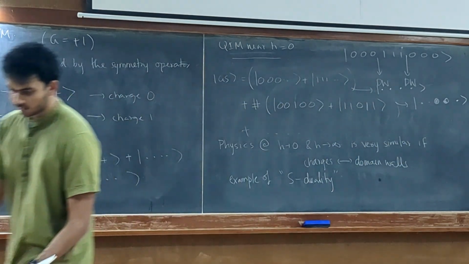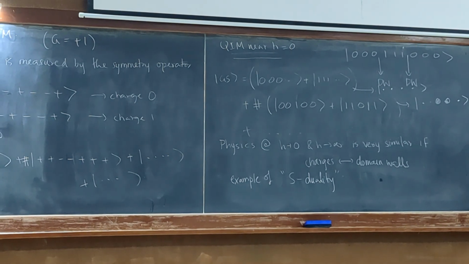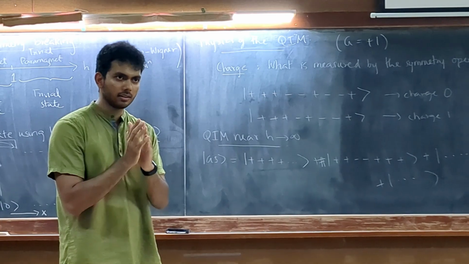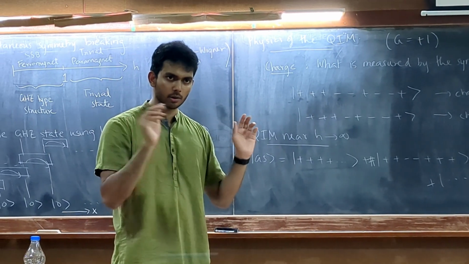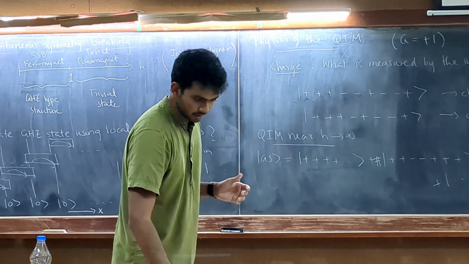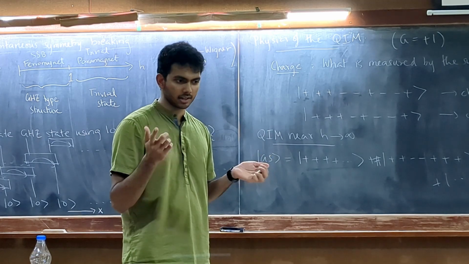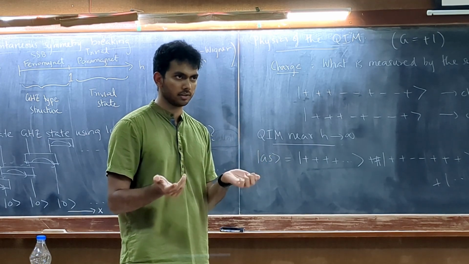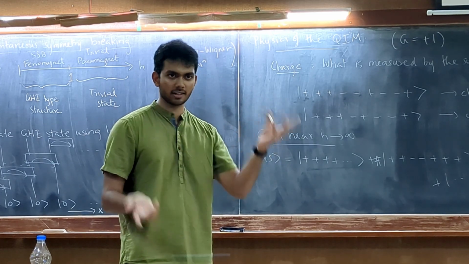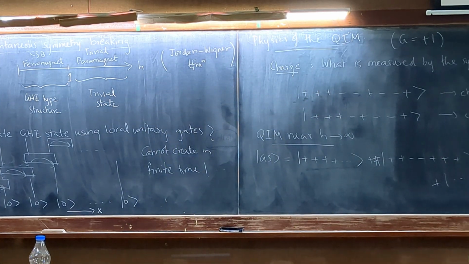So this turns out to be an example of what's called S duality in current literature. The S stands for strong to weak duality. This tells you that the weakly interacting regime, h equal to 0, maps to the strongly interacting regime, h equal to infinity. And there are many examples of such S dualities. One example, in fact, is electromagnetic duality, where you can replace electric fields by magnetic fields and electric currents by magnetic currents and so on.